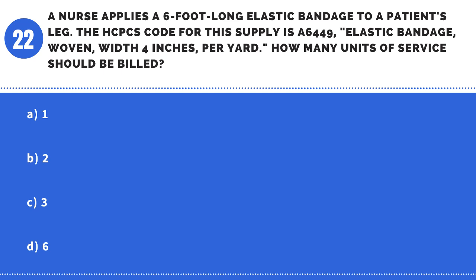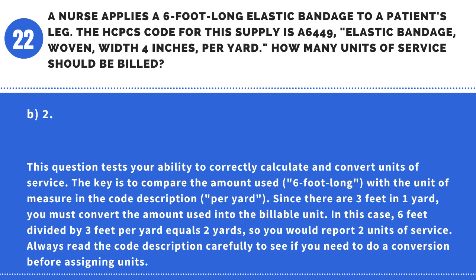Question 22. A nurse applies a 6-foot-long elastic bandage to a patient's leg. The HCPCS code for this supply is A6449, elastic bandage, woven, width 4 inches, per yard. How many units of service should be billed? A. 1. B. 2. C. 3. D. 6. Answer: B. 2. This question tests your ability to correctly calculate and convert units of service.